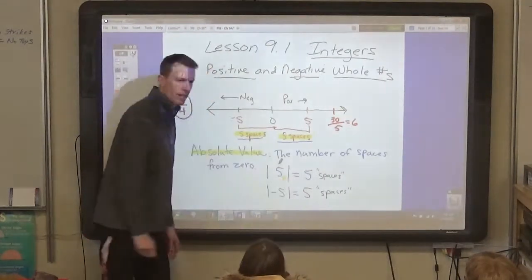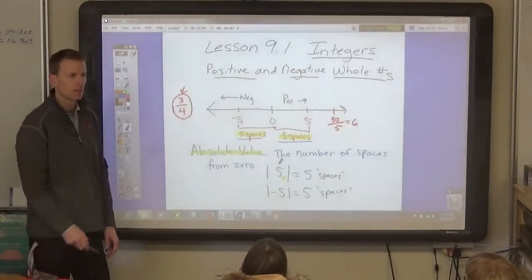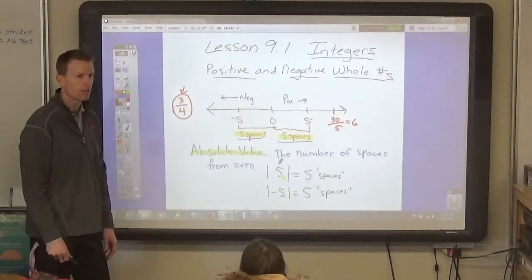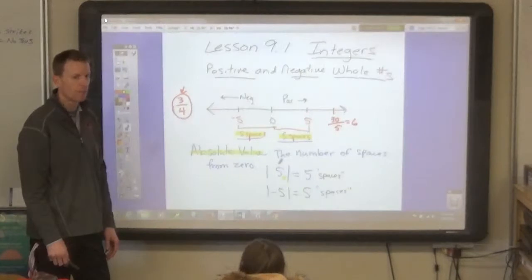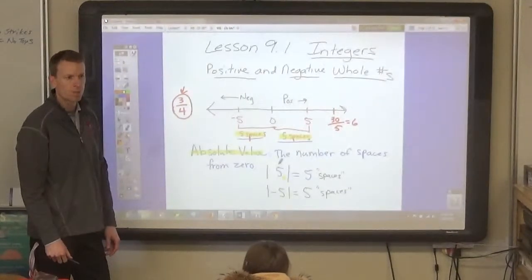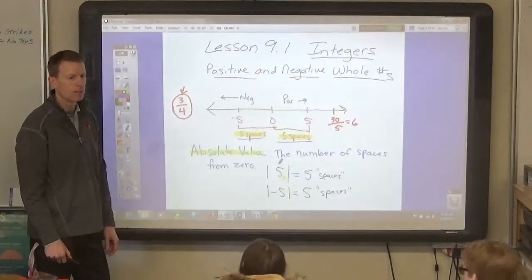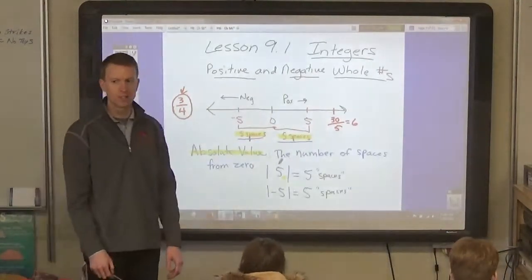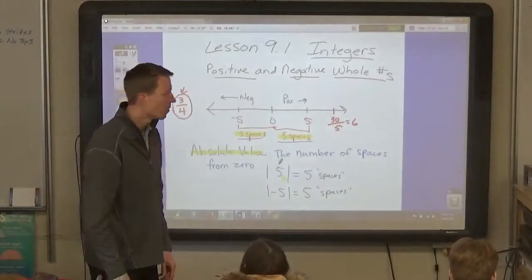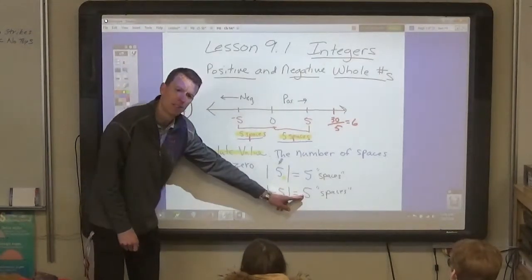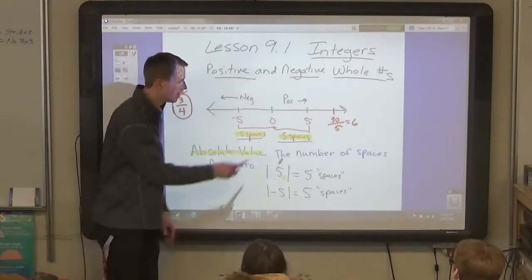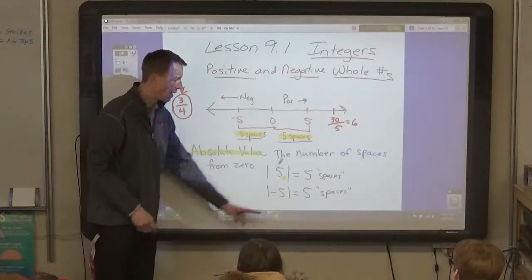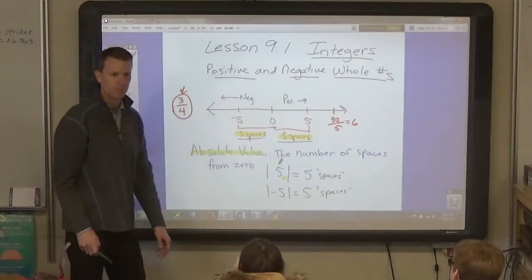What do these numbers have in common? They're both 5. They both have an integer of 5. They're both 5s, but what else? This one isn't negative 5. Why not? Isn't the value of this number negative 5? Why isn't this?